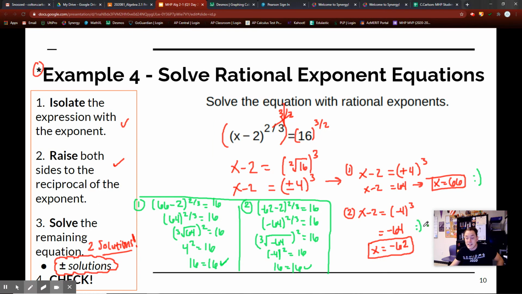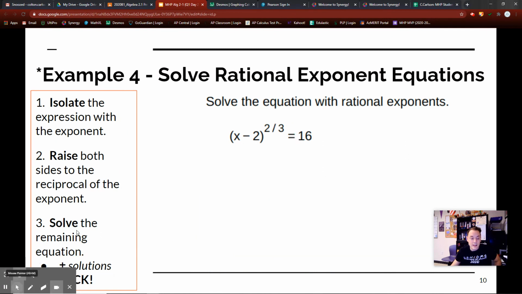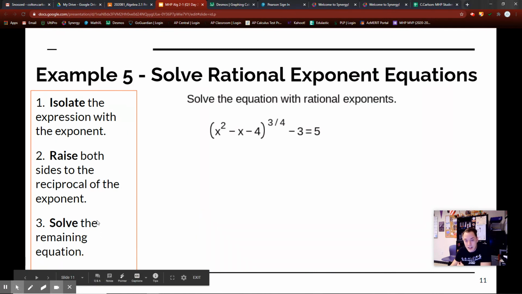But I guarantee you, most of you will forget one or the other. You will only take the square root of 16, which will be 4, and you'll only get this answer, the positive side. Very few of you will probably get this one, the negative 62, which is a real shame, even though I'm going through it right now. This one is going to be on your test, I guarantee it. So review it. Let's erase that, and let's get to one of our last couple examples here.